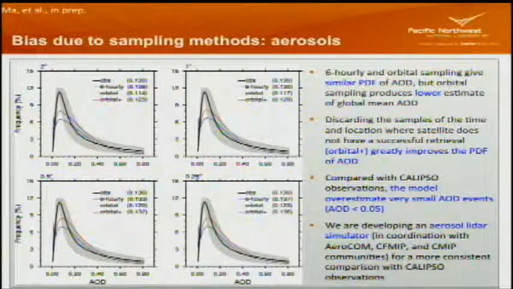That is, we didn't use the same algorithm that Calypso used to retrieve the aerosol optical depth. So we are currently developing an aerosol LiDAR simulator, and this simulator package will be used in the AeroCom and CMIP communities, to provide a better and more consistent comparison with satellite observations.